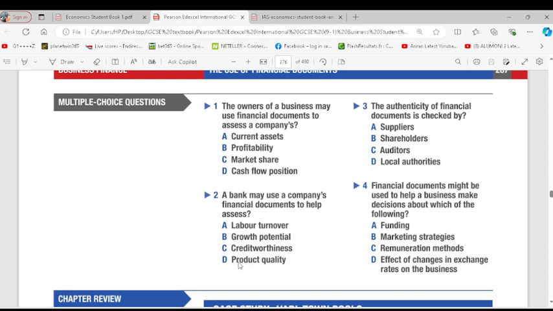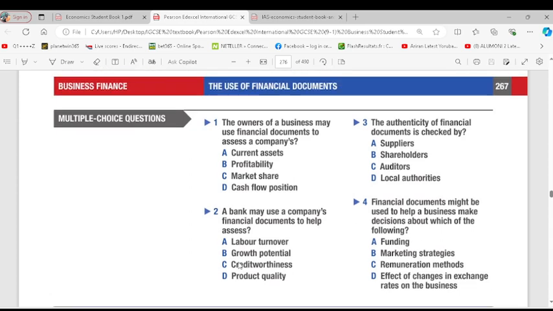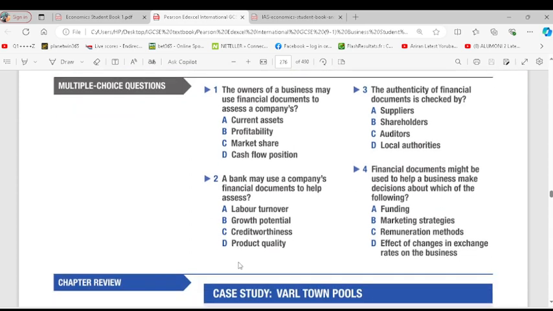Yeah, it's C. Creditworthiness. Good. The ability to pay back. Question 3. They will not care about labor turnover or product quality. I don't think a bank will care about the product quality. Growth potential is for companies, not really for a bank.